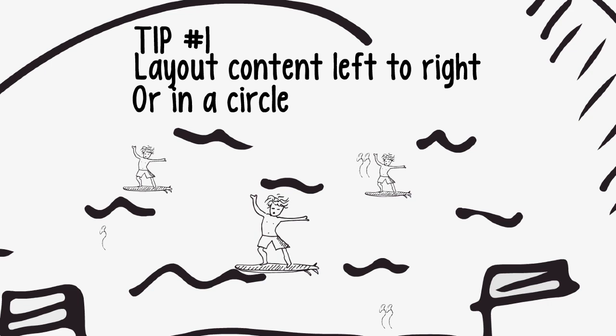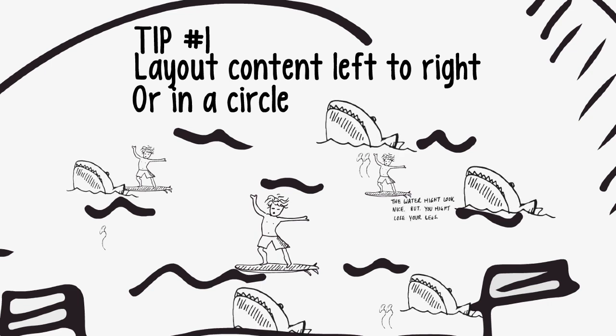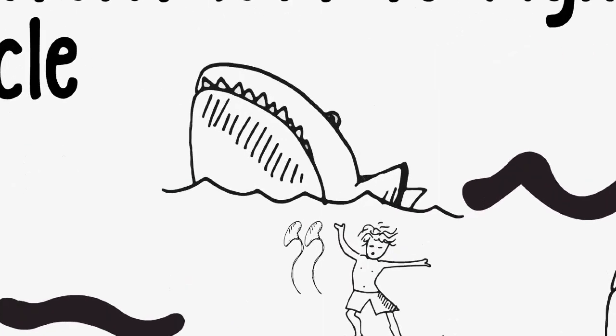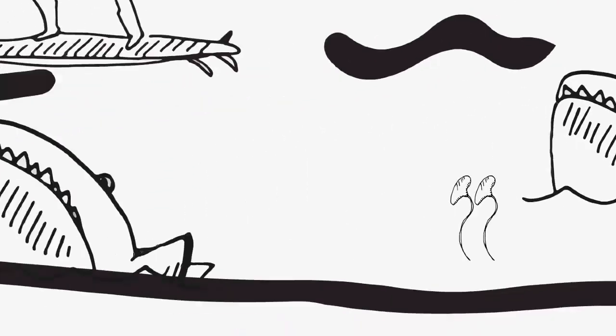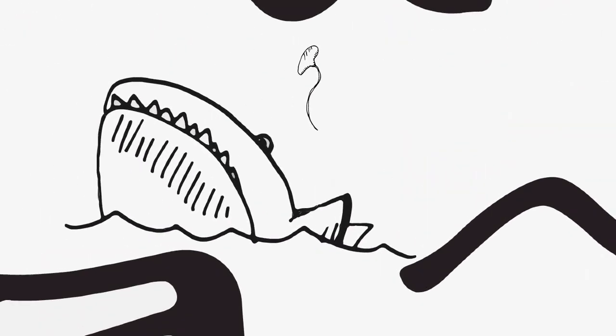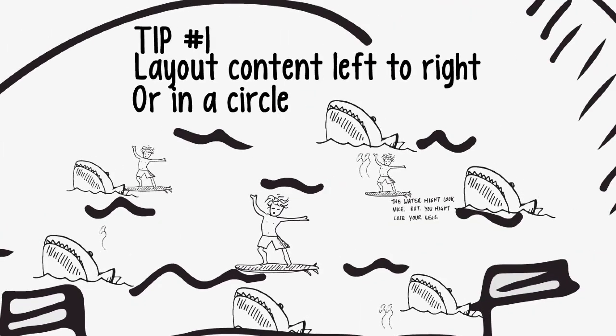Also, if you've got lots of content and it doesn't work on left to right, work it out in circles. Circles are great for layout because you can fit quite a lot of content in, and when you go to present, a circle type approach in the layout will actually create a really nice, smooth, pleasant journey through your content. So lay out content left to right or in a circle is tip number 1.